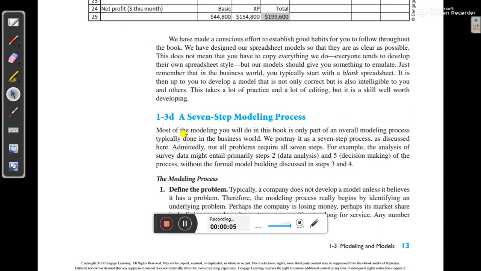In this video I am going to discuss the 7-step modeling process. Some people might say it is 4 steps or 5 steps. It might be different from a different perspective. From the perspective of the book, we can discuss that there is a 7-step modeling process. So we can go through this.